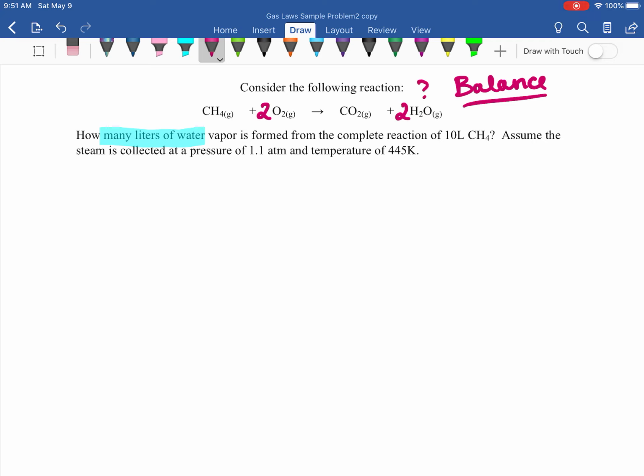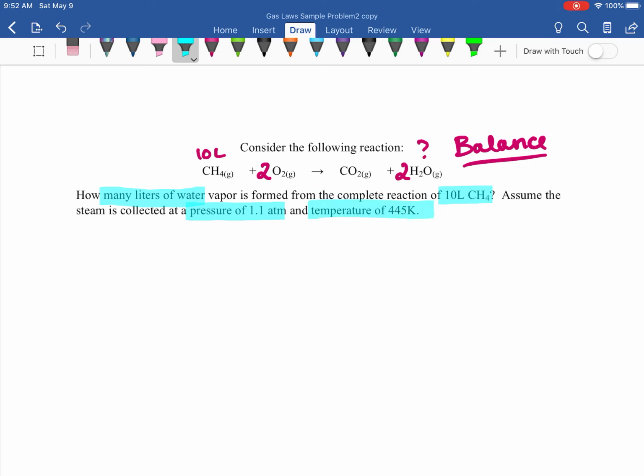So let's read what we're given. We're asked our liters of water again. Put a question mark right up there. And we are given 10 liters of methane. Okay, same amount right there. But now check it out. We are at a pressure of 1.1 atmospheres and a temperature of 445 K. That is not at STP. So it's not that this problem's mean, it's just long.